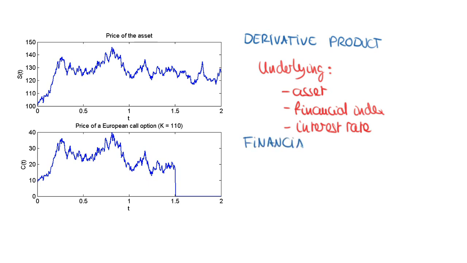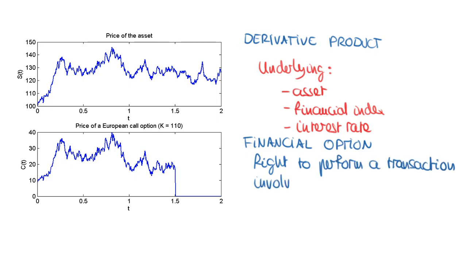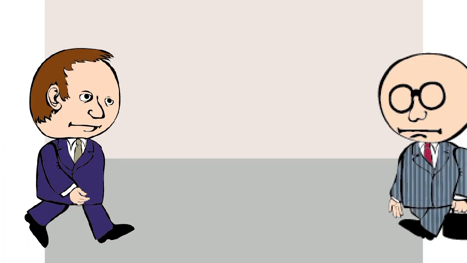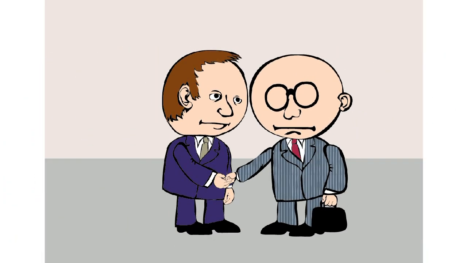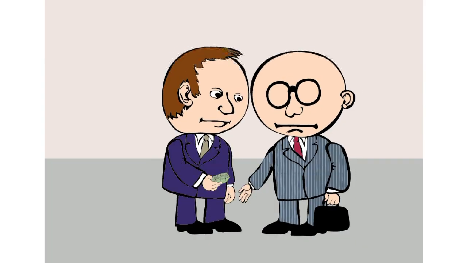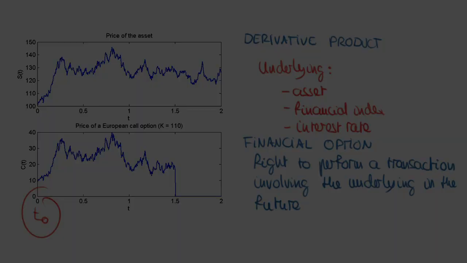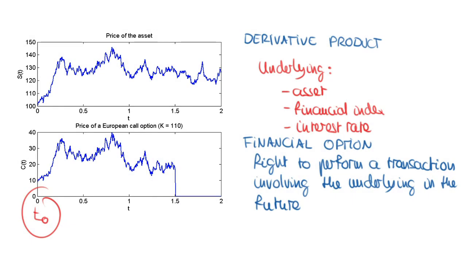A financial option is a derivative product whose buyer acquires the right but not the obligation to perform a transaction that involves the underlying at some time in the future. The conditions under which the transaction will be completed are specified at the time that the option is written, T0. If the buyer chooses to exercise the right given by the option, the seller has the obligation to complete the transaction. The amount received by the buyer from the exercise of the option is its payoff.